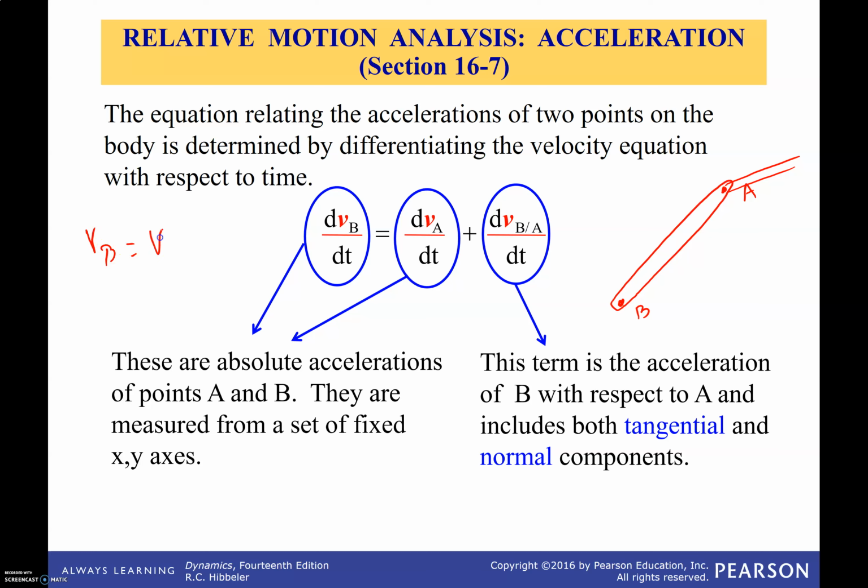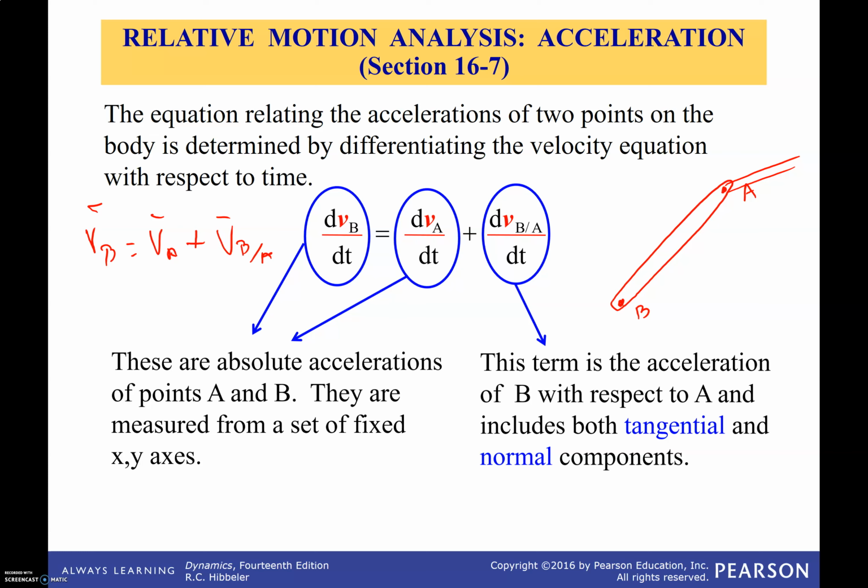V_B is equal to V_A plus V_B relative to A. So these are all vectors. And so now we want to take the derivative of this to get the acceleration. So we're going to take the derivative of this, the derivative here, and the derivative here.